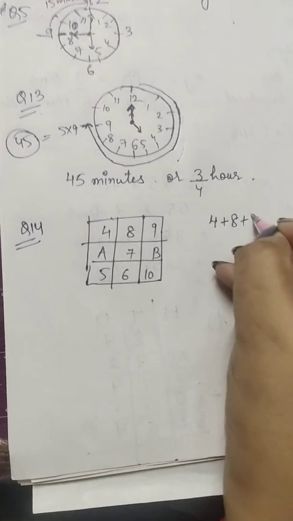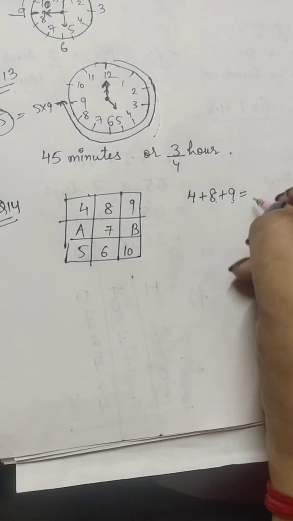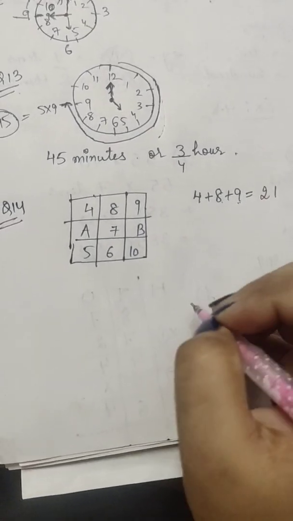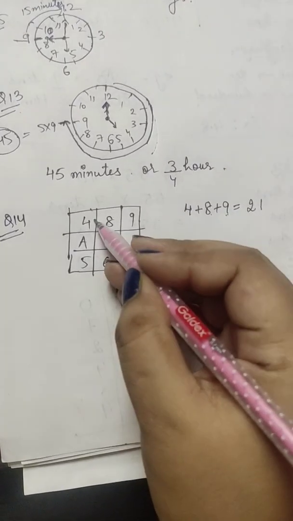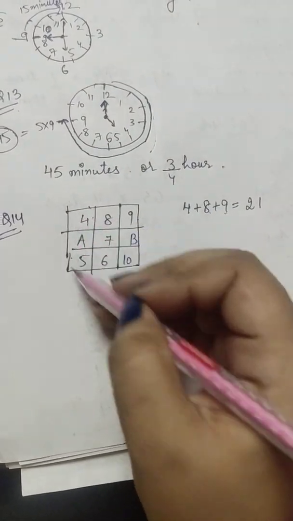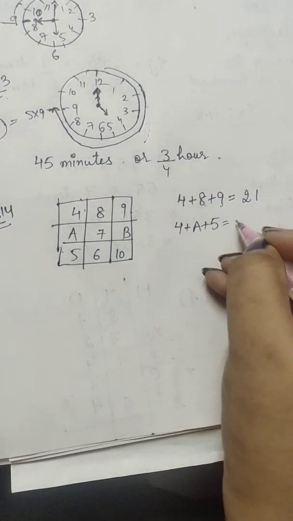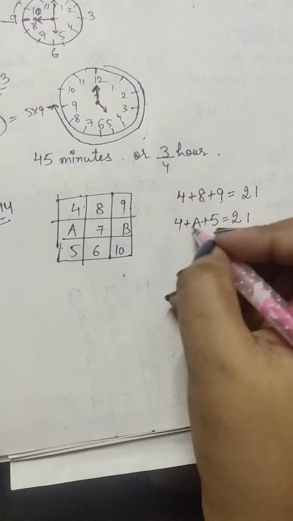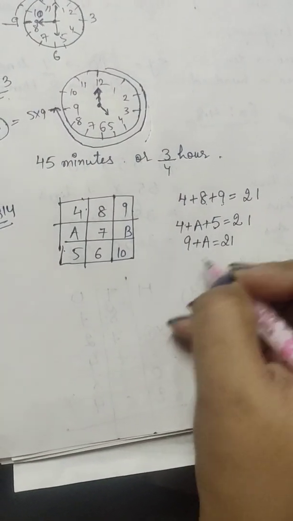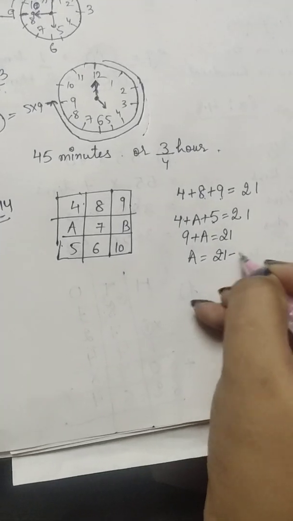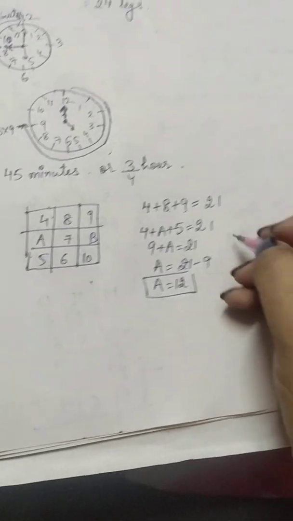4 plus 8 plus 9. This will give you 12 plus 9. 12 plus 9 will give you 21. So your sum comes out to be 21. So here you have to find A. Then 4 plus A plus 5 is your 21. 4 plus 5, 9 plus A equals 21. A equals 21 minus 9. A comes out to be 12.